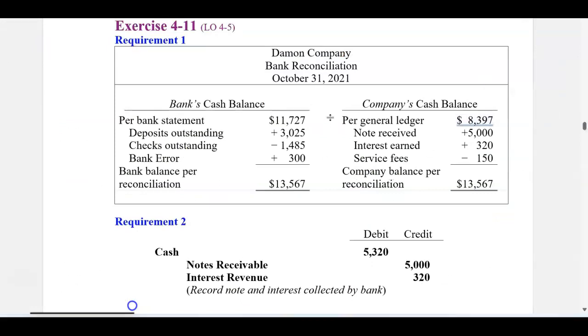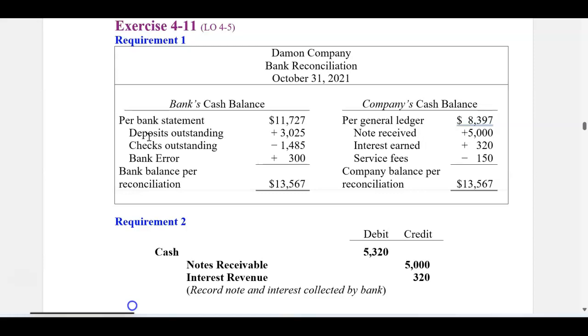So here's the company name at the top, bank reconciliation, name of the report in the middle, and proper date. And then you have section left side and right side. On the left side, you have bank balance. On the right side, you have company's balance. Bank balance says you have $11,727, and your company balance says you have $8,397. And then you have add, deduct, add, deduct.